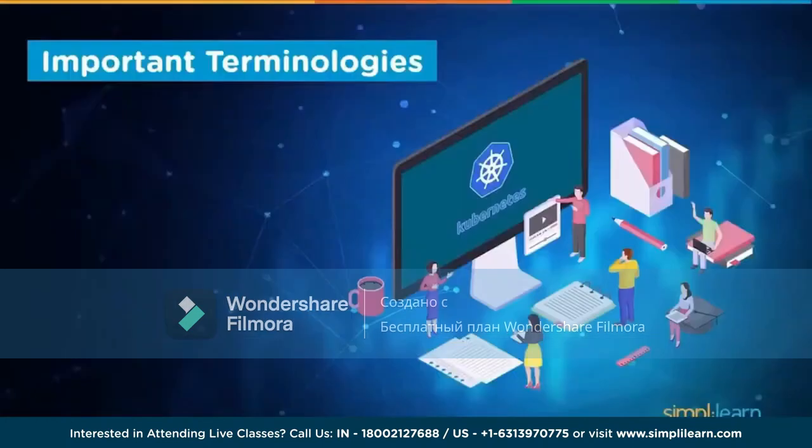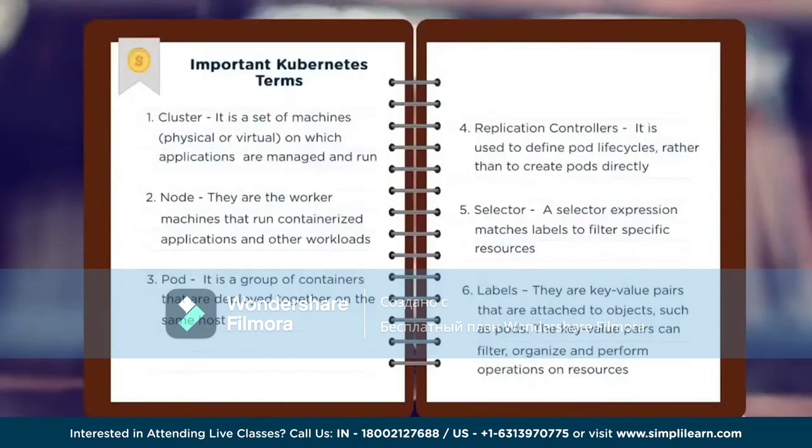So let's finally look into some of the important terminologies before we take our time to do a demo. We have 6 terms that we're going to look through, and we'll let you read through these. We have a cluster, which is a set of machines, physical or virtual, in which applications are managed and run. We have a node, which are the worker machines that run containerized applications and other workloads.